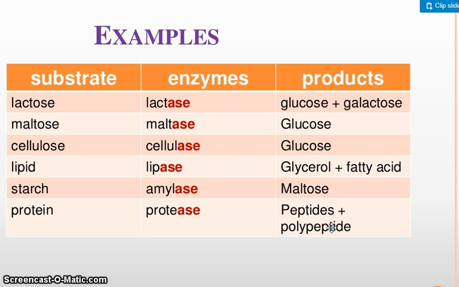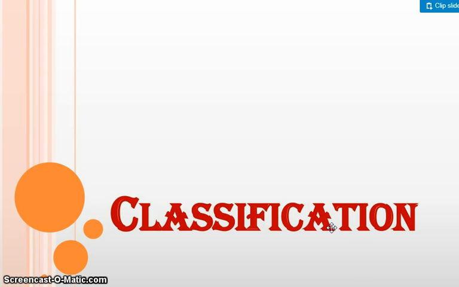Example, substrate, enzyme, products. Lactose, lactase, glucose plus galactose. Maltose, maltase, glucose. Cellulose, cellulase, glucose. Lipid, lipase, glycerol plus fatty acid. Starch, amylase, maltose. Protein, protease, peptides plus polypeptide.